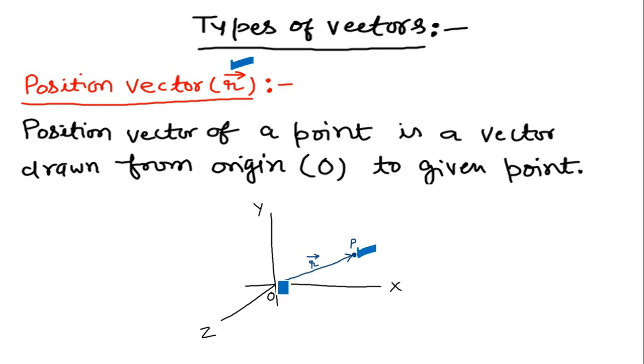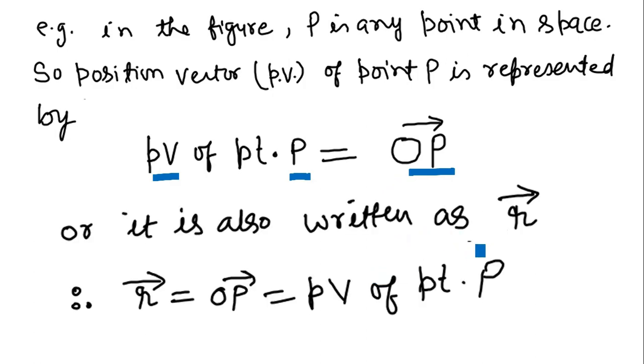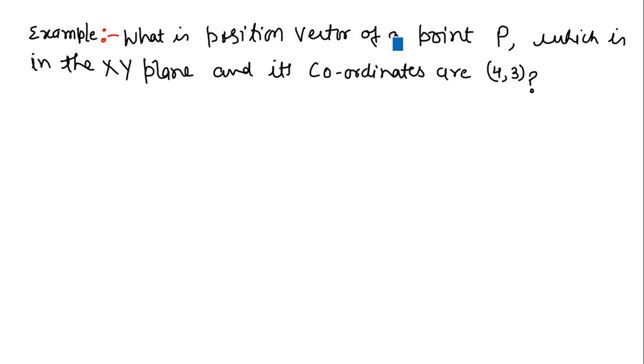So in this figure, the vector OP, which is represented by small r vector, will be the position vector of point P. Thus the position vector of point P is OP vector and it is also represented by r vector. Let us take an example and find the position vector of any point P in the xy plane whose coordinates are 4 and 3.